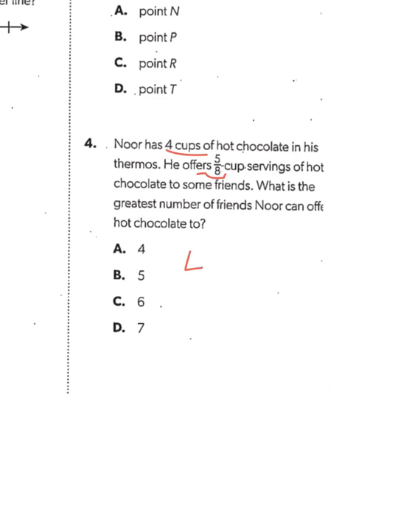So we know he has a total of 4 cups, right? And if he's offering 5/8 cup to each of those friends, well, that means he's just dividing it between all those people, right? 4 cups divided by 5/8 per serving. So what's the greatest number of friends he can give chocolate to? Well, we're going to do 4 divided by 5/8. So I can't do 4 divided by 5/8 as is. I need to turn it into a fraction.